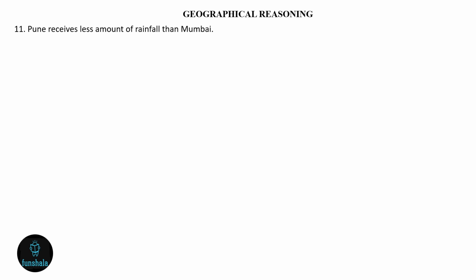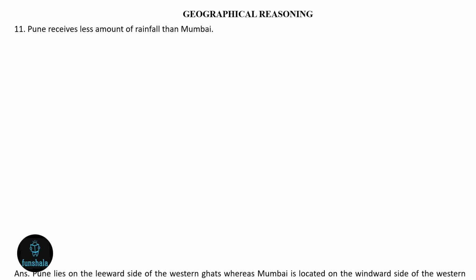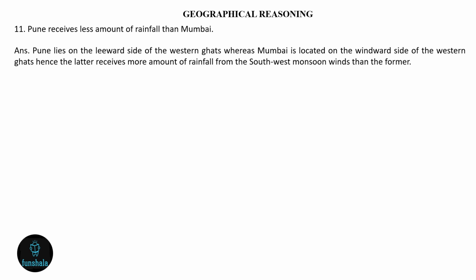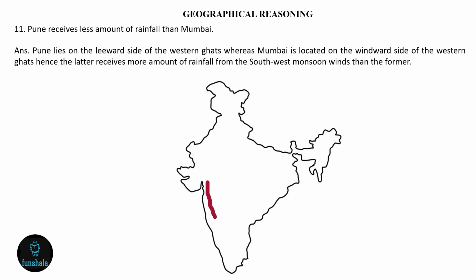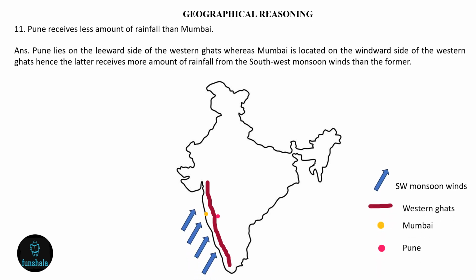Now see, this is one of the most practical questions which is frequently asked in the examination. In the question, they would give you names of two places where one place receives higher amount of rainfall than the other. Now in most of the cases, one place would lie on the leeward side and the other place would lie on the windward side. The only point which you have to remember is the name of the relief feature. Let's check the answer of this question. Pune lies on the leeward side of the Western Ghats, whereas Mumbai is located on the windward side of the Western Ghats. Hence, the latter receives more amount of rainfall from the southwest monsoon winds than the former.